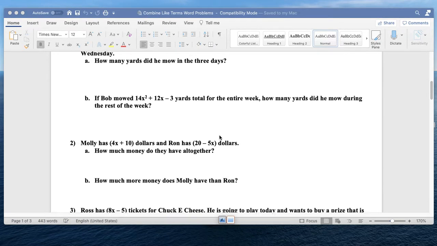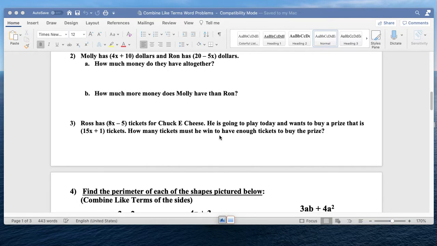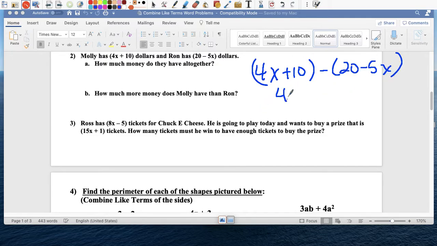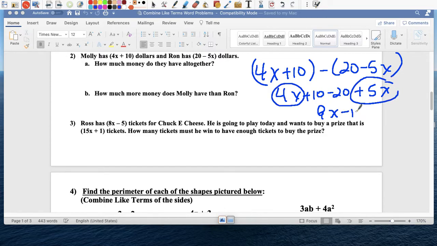Okay. This one. How much more money does Molly have than Ron? So Molly obviously has the greater amount, right? So Molly minus whatever Ron has will give her how much more. So it's 4x plus 10 minus 20 plus 5x. Combine like terms, we get 9x, right? And 10 minus 20 is negative 10. So that's how much more she has.